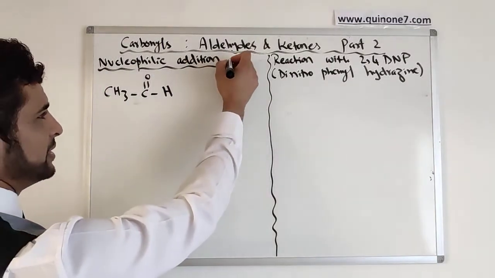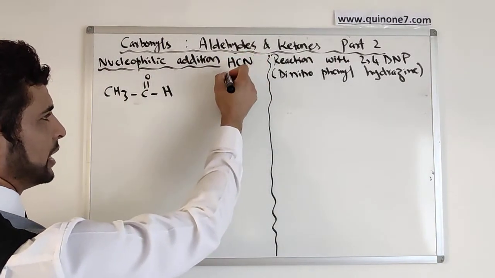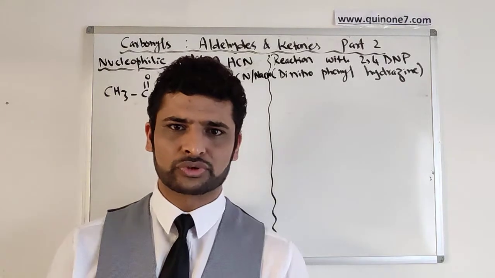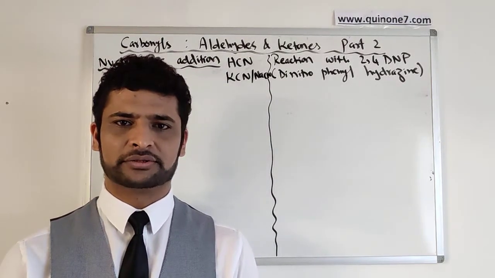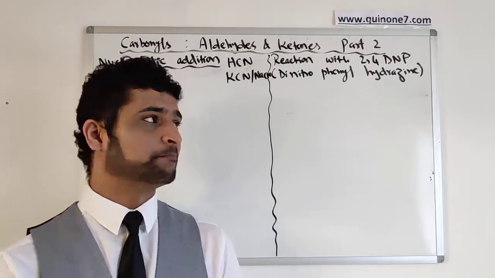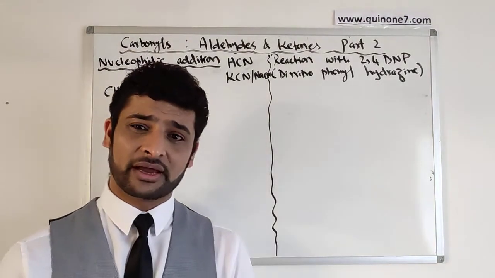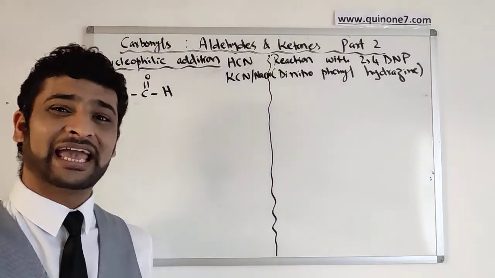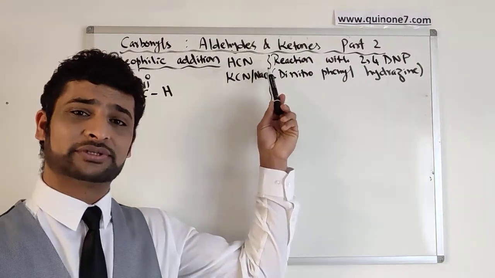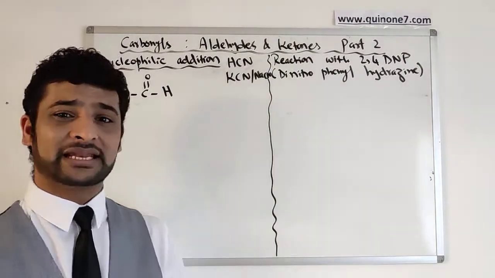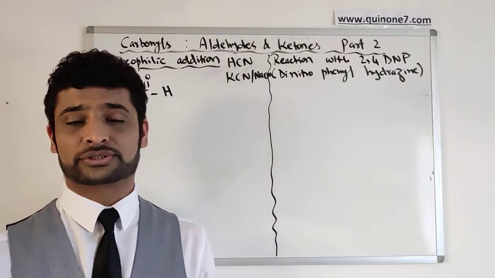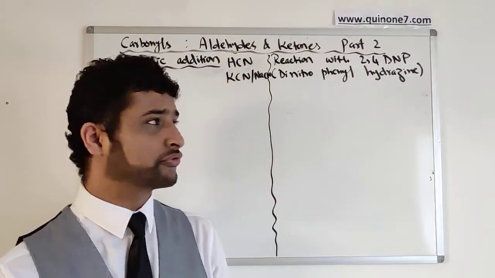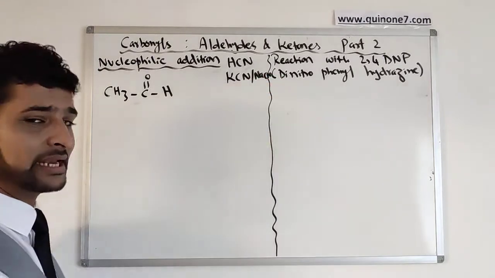Now, for this reaction, we have HCN, KCN or NaCN, so hydrogen cyanide, potassium cyanide or sodium cyanide. These are the three reagents we can use to do the nucleophilic addition. The cyanide ion, CN negative ion, is known as the attacking nucleophile. The problem is HCN is a very toxic and poisonous gas. KCN and NaCN are also poisonous and toxic, but HCN is a gas and it's very hard to control. That's why we normally use KCN and NaCN to do the reaction.